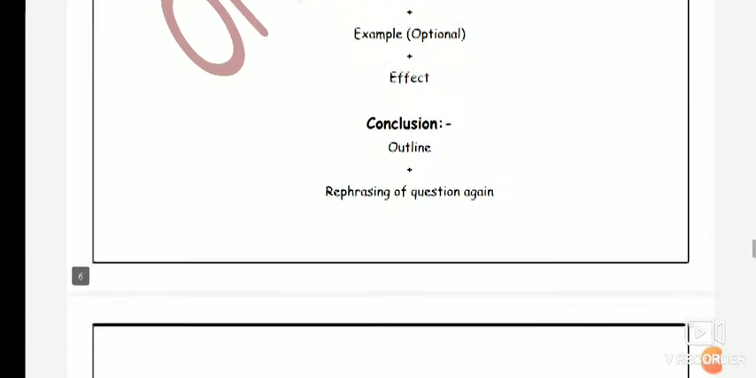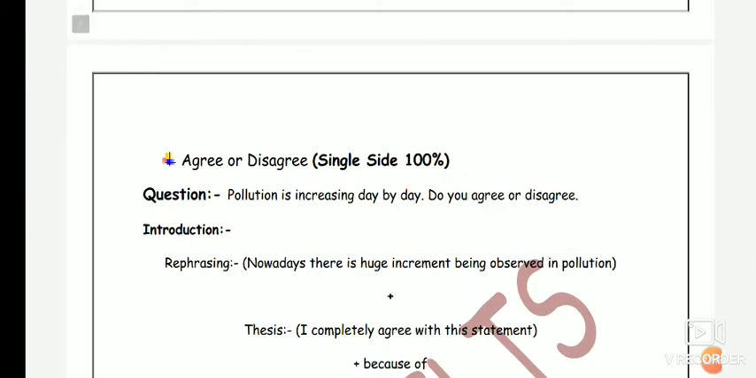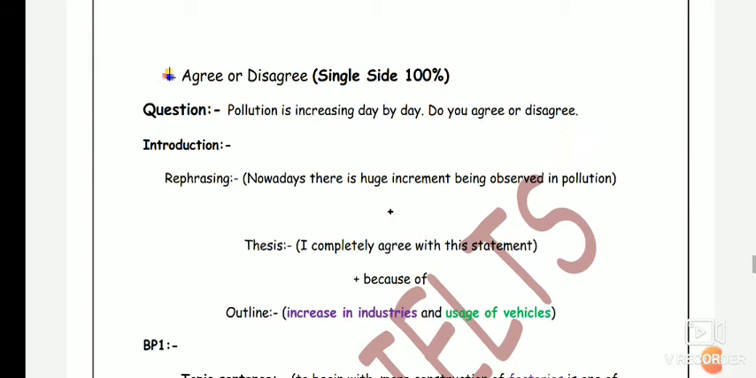Okay, so now coming to the different types of essays. As you can clearly see, the first one is the agree and disagree essay, which I just described with the help of an example also. Like first, taking an example of a question: pollution is increasing day by day, do you agree or disagree? This is your question. Now coming to the introduction, how you have to write it.